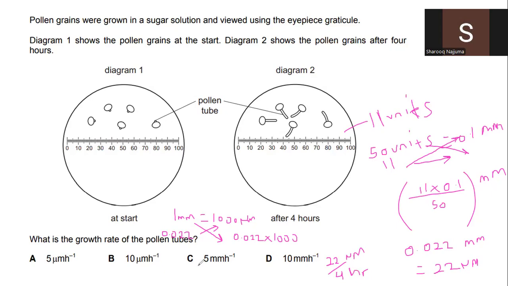When you look at these possible answers, we have millimeters per hour, meaning this won't work because our answer is in micrometers. This will also not work. So I'm left with B and A. So 22 divided by 4, what do we get? You get 5.5 micrometers per hour. When you look at B and A, A is the most appropriate. That means I will take A.